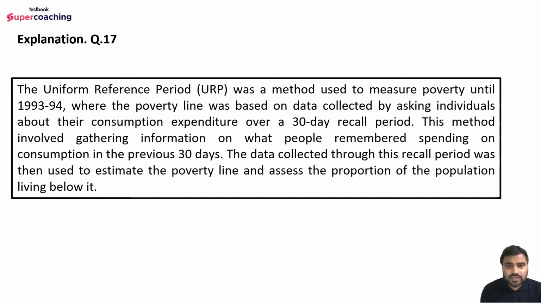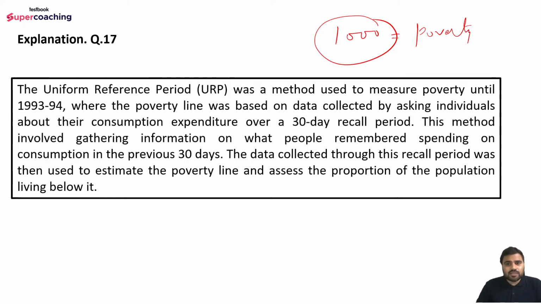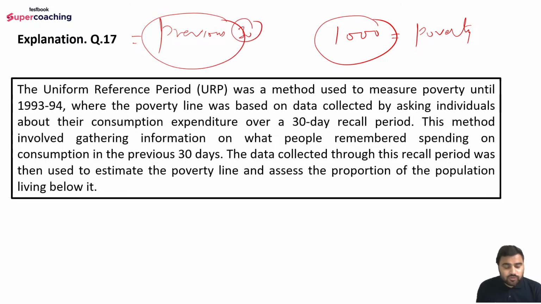Let me explain. Suppose I am saying that 1000 rupees is the poverty line. If any person is spending 1000 rupees every month, then that person is not poor, and those who are not spending 1000 rupees every month are poor. If I am defining this, then when the survey is conducted, the surveyor will ask you what your expenditure was in the previous 30 days, in what items you have spent, and how much money you have spent. Based on that I would decide whether you fall below the poverty line or above it.